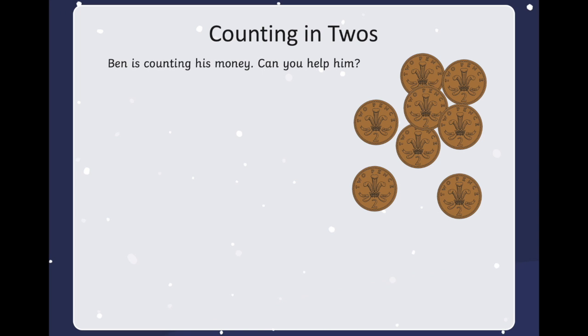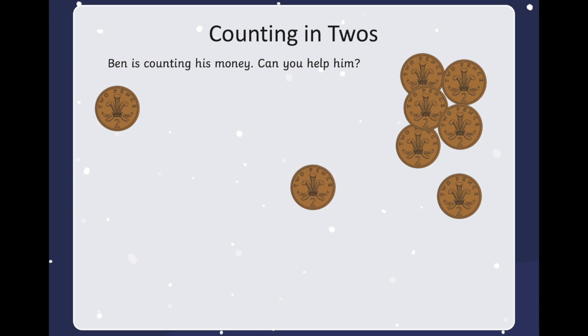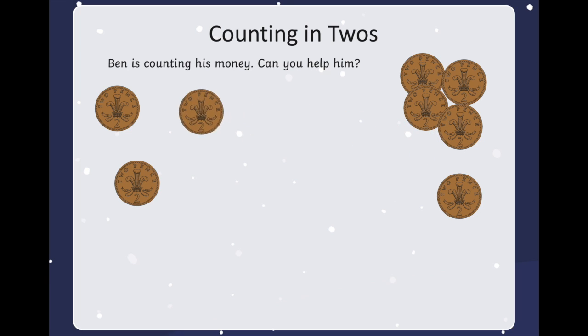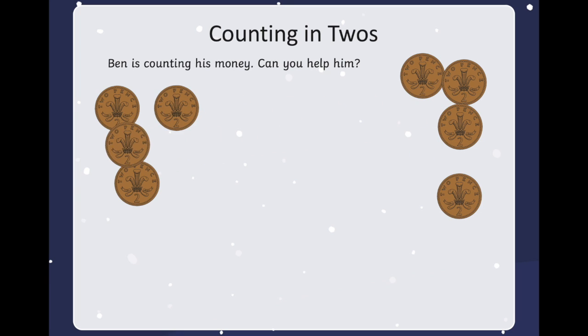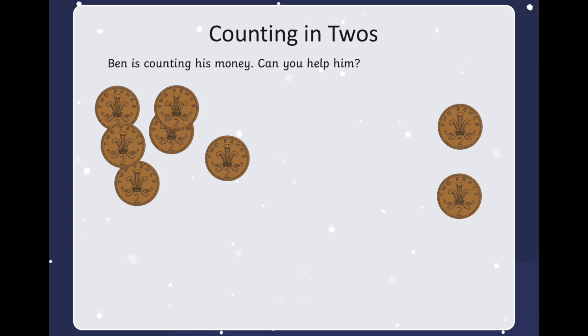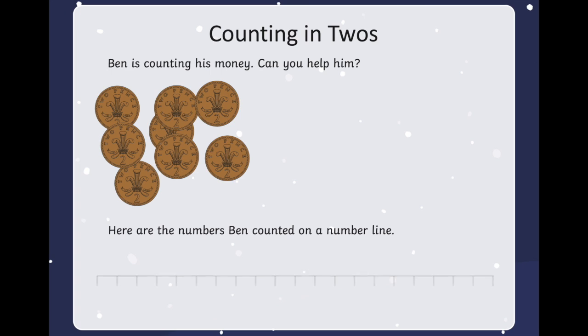Let's start by counting in 2s. Ben is counting his money. Can you help him? You will see here we have 2p coins. We are going to count in 2s to help Ben count them. 2, 4, 6, 8, 10, 12, 14, 16.